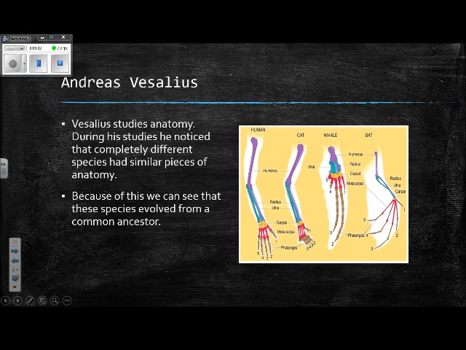So if you look at this picture, we have the arm of a human, a cat, a whale, and a bat. They all look very different. They all do different things. But if we look at the bone structure, they all have a humerus. Okay, different sizes, but it's all there. They all have the radius and ulna, so the two bones that run through your forearm.